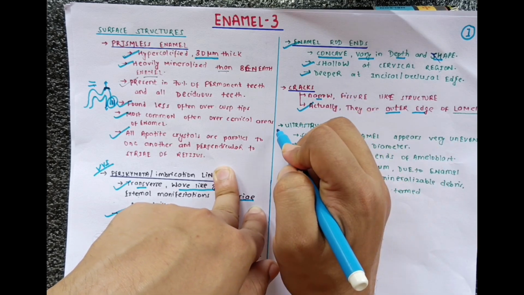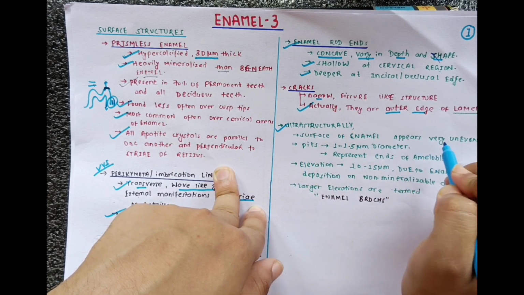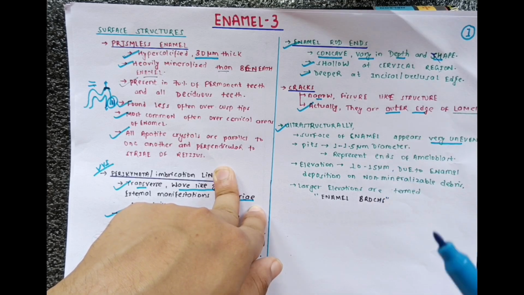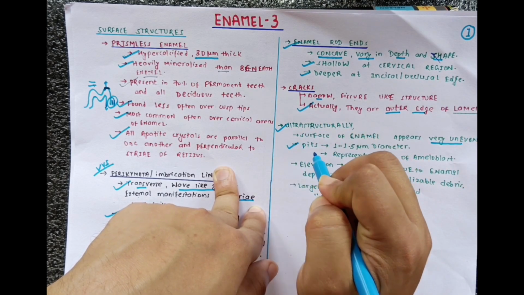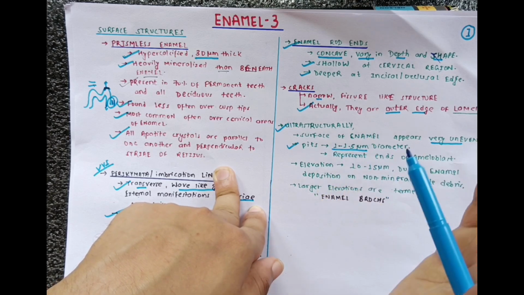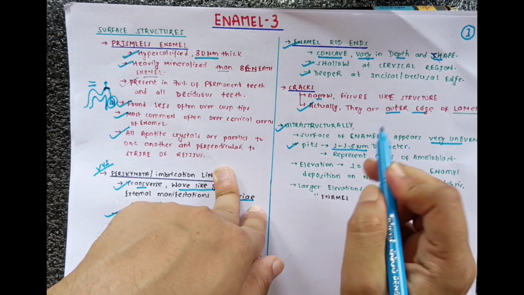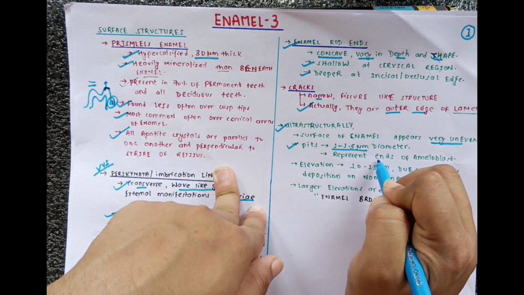After that, I have written here, ultrastructurally the surface of the enamel appears very uneven. There we can see the pits. We can see the enamel pits there, that are about 1 to 1.5 micrometer in diameter, and they represent the end of the ameloblast. Ameloblast's end is represented.